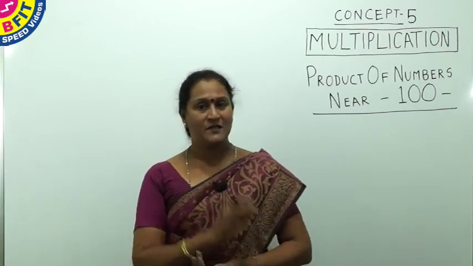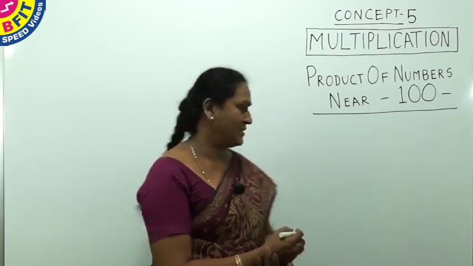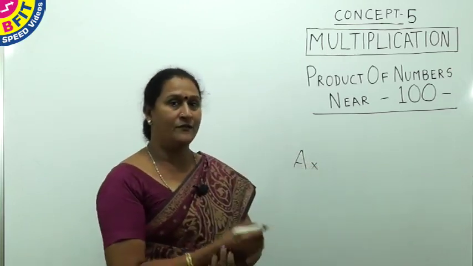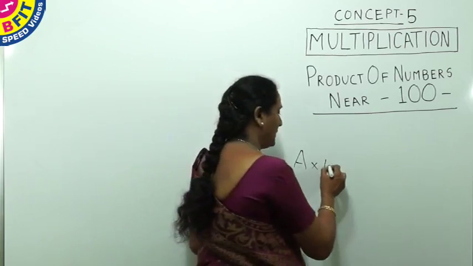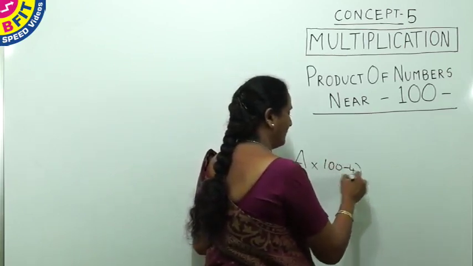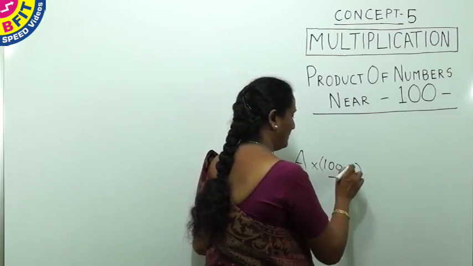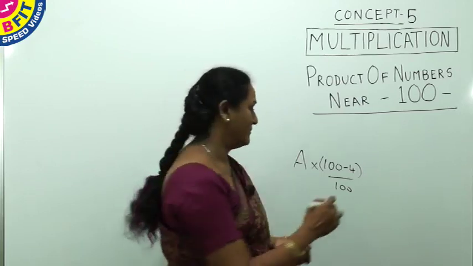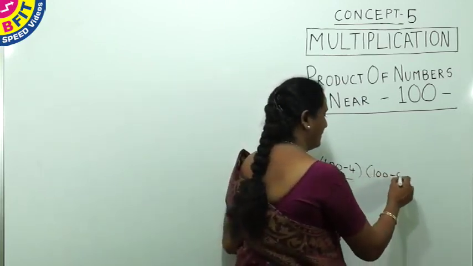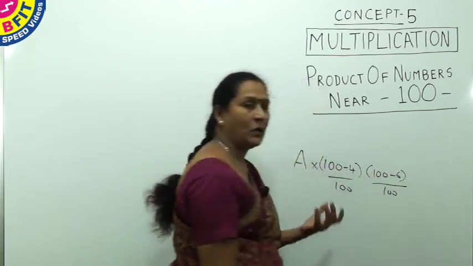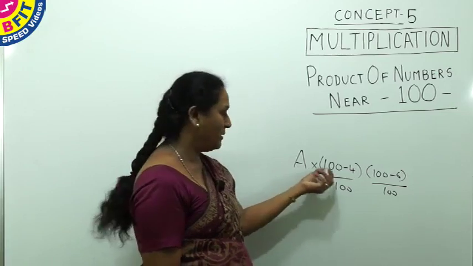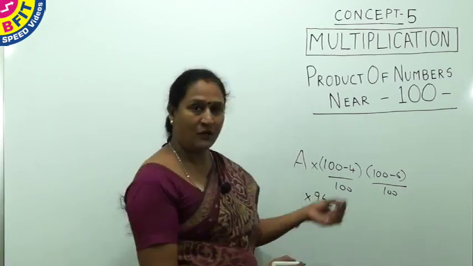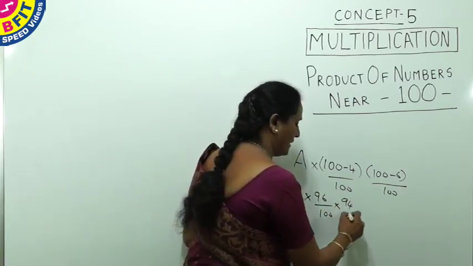Suppose we are working on a depreciation question. Suppose we buy a machinery, and the value depreciates by, say, 4%. We will subtract 4 from 100, by 100. And if the next year it depreciates by 5% or 6%, then we will subtract 6 from 100. Now what will be the working? This value will be multiplied by 96 by 100 and into 100 minus 6, 94 by 100.